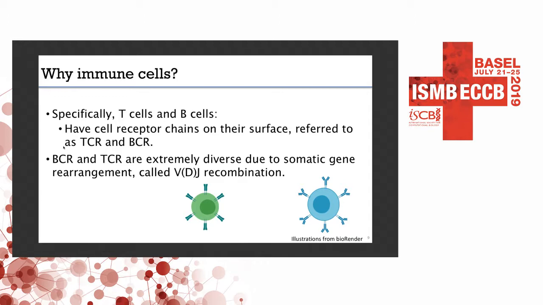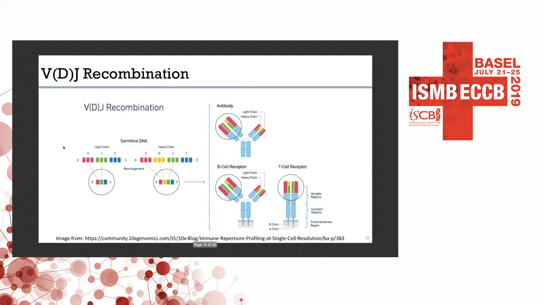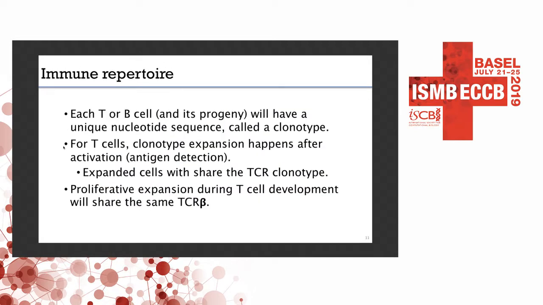And the reason for this is that there's a recombination that happens called VDJ recombination. So here's a figure from 10X where each of these little chains here, there's actually two of them. So for T cells, there's an alpha chain and a beta chain. And then there'll be this VDJ recombination, a somatic recombination, where different rearrangements of these genes will be made, and then they'll express a specific protein sequence that gets expressed on the surface here. And what's interesting about this is that each T or B cell and its progeny will have a unique nucleotide sequence. That's called the clonotype.